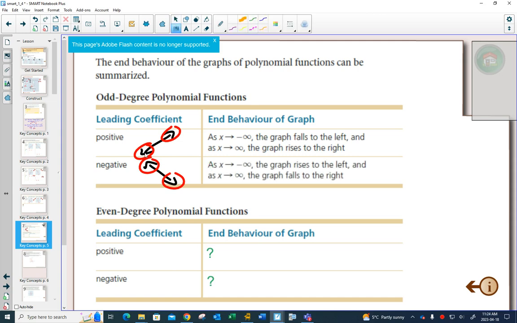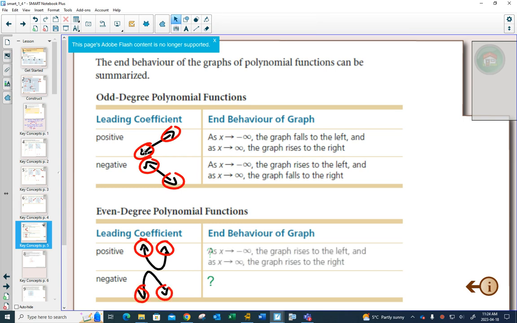And same thing with the even ones. If it's positive, that picture tells you exactly what you need to do. If it's negative, that picture tells you exactly what you need to do. Way better than those definitions. So I'm never going to ask you to write out those things. You're just going to have to apply it. So if you remember that odd ones act like lines, even ones act like parabolas, you're going to be set.